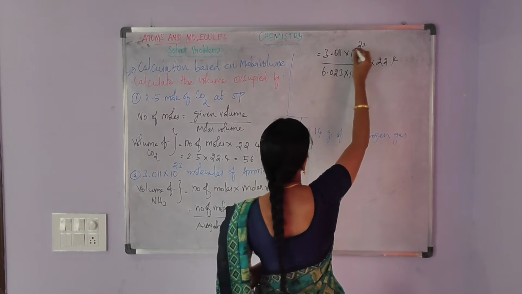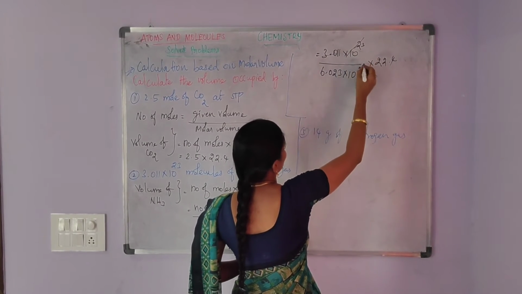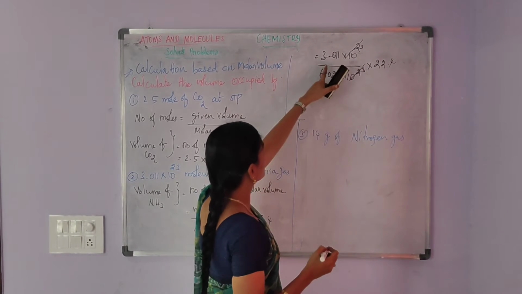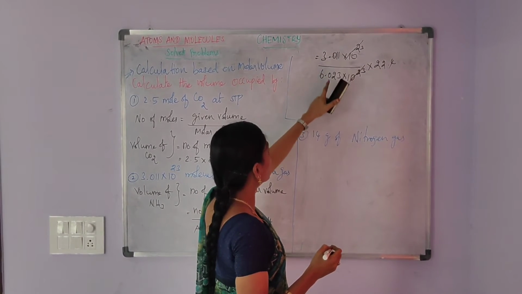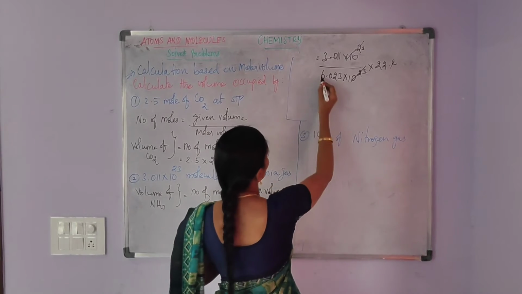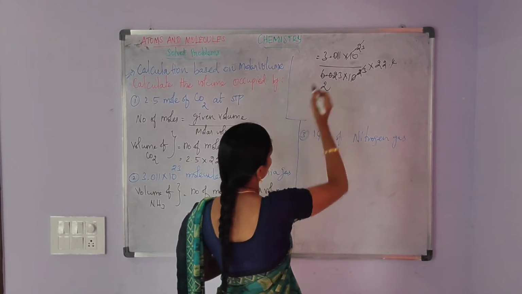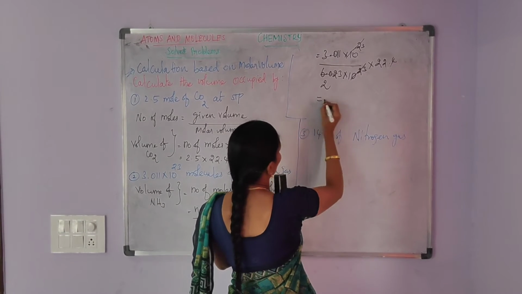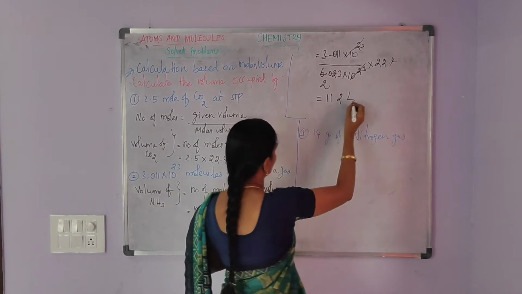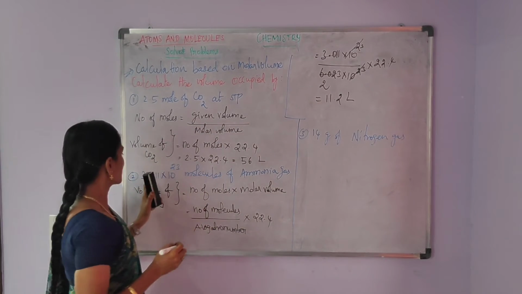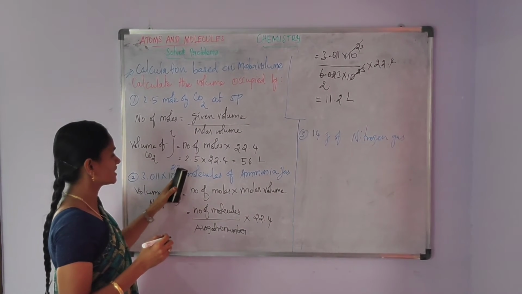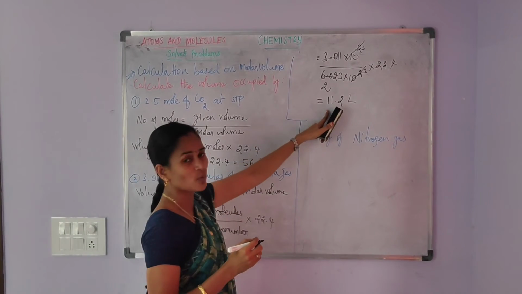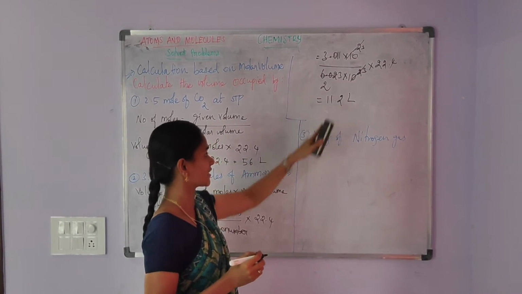So, 10 power 23 and 10 power 23 get cancelled. 3.011 divided by 6.023 is 0.5, so 22.4 divided by 2, the value is 11.2 liters. So 3.011 into 10 power 23 molecules of ammonia occupies a volume of 11.2 liters.